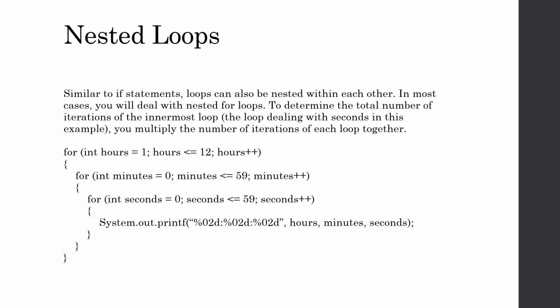To determine the total number of iterations of the innermost loop, so in this particular example, the innermost loop is going to be the one related to seconds, you are going to multiply the number of iterations of each loop together. Before I get into this particular example where we're dealing with hours, minutes, and seconds, I want to present this with a slightly smaller example to clarify precisely why it is that the number of iterations of the innermost loop is going to be the product of all the loops.